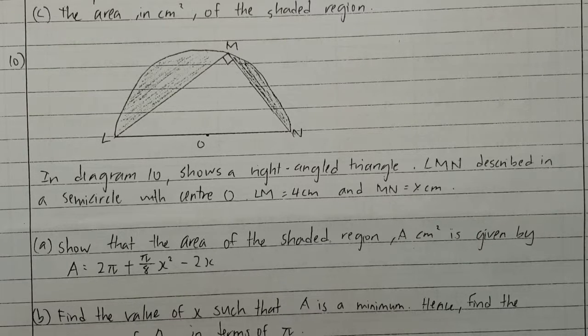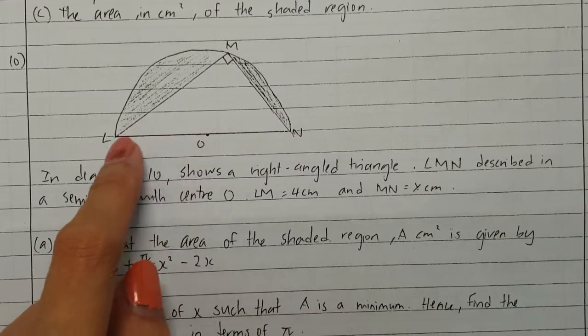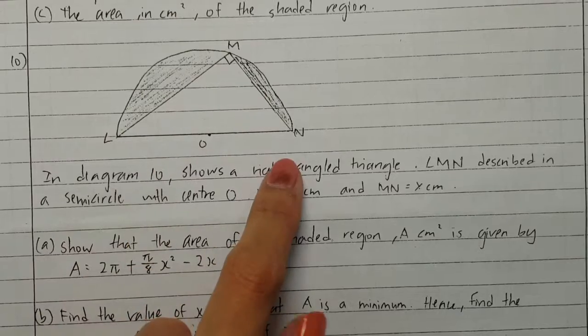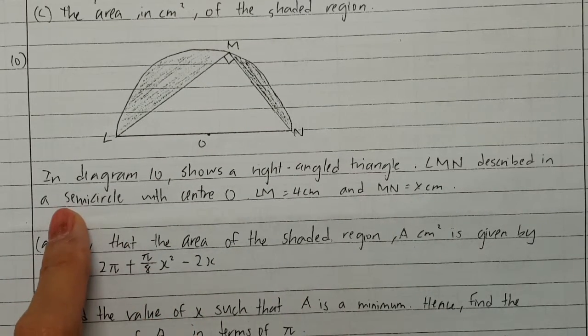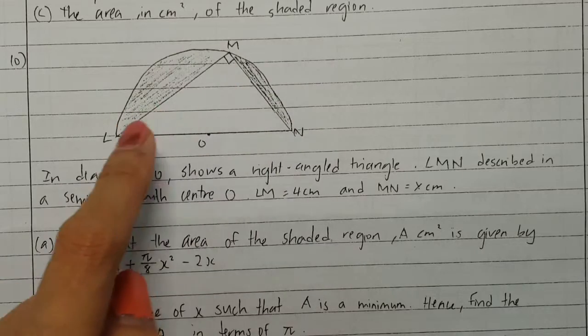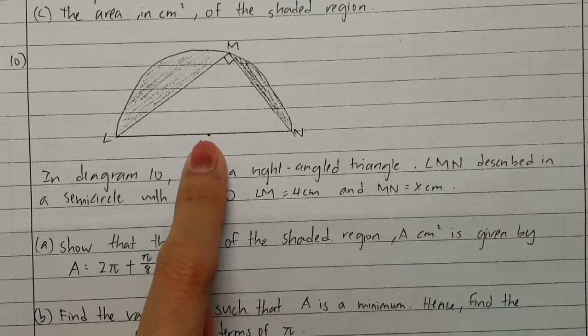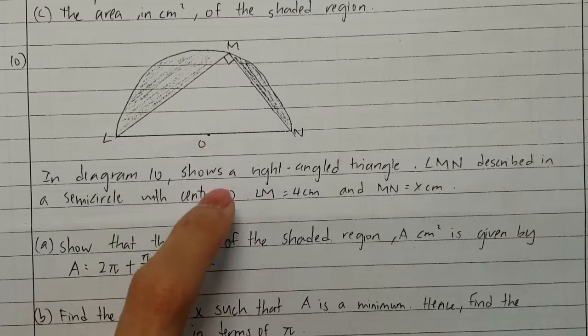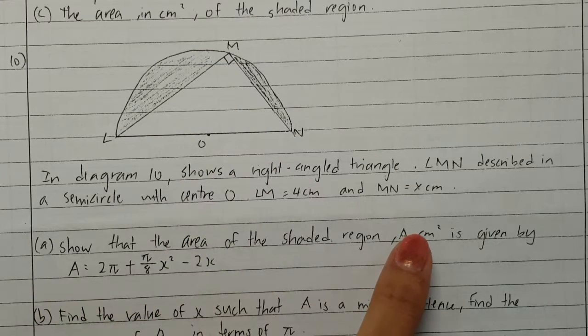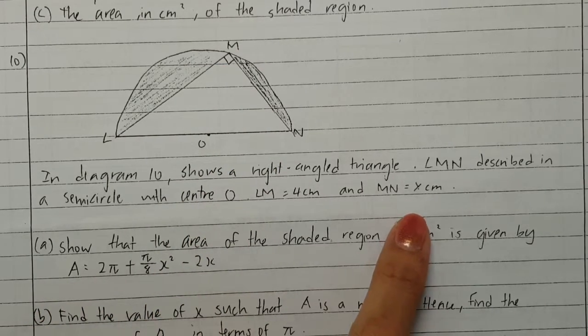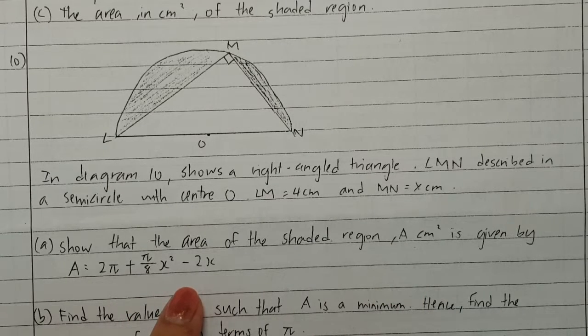Okay, this is question number 10 in paper 2, section B. This question is about circular measure. In the diagram, it shows the right angle triangle, very important information, LMN, inscribed in the semicircle. Inscribed in the semicircle means all the vertices are on the circumference of the circle with the center O, whereby LM is 4 cm, MN is x cm. We need to show that the area of the shaded region A is given by this equation.